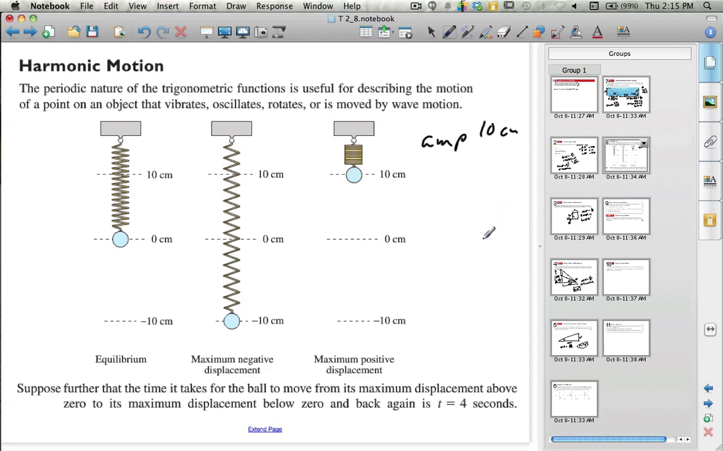That's good. And the time it takes for the ball to move from its maximum displacement above 0, up here, to its maximum below 0 is 4 seconds. So from there to there, 4 seconds. So if we think about a sine curve, right, it does this. This distance from here to here is 1/2 the period. Okay, so that means that my period is 8 seconds long. Okay, and if I have the amplitude and the period, I can write the function.